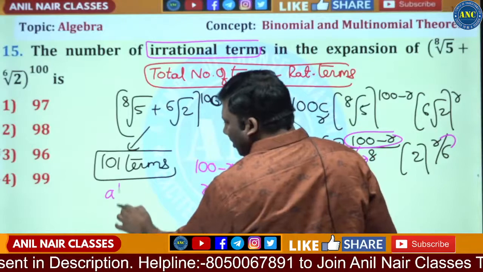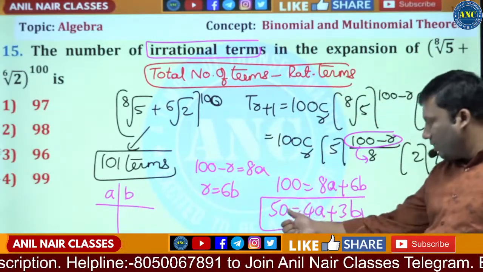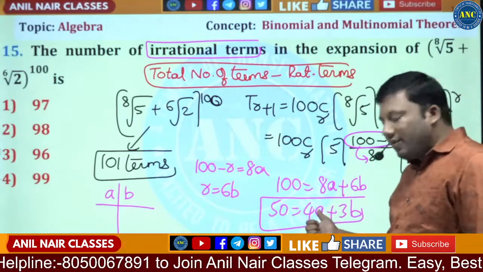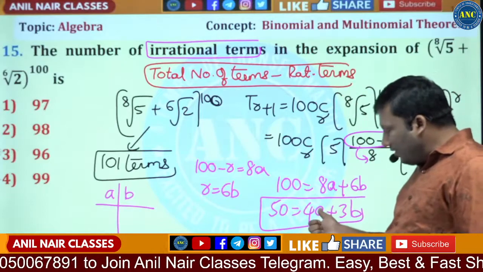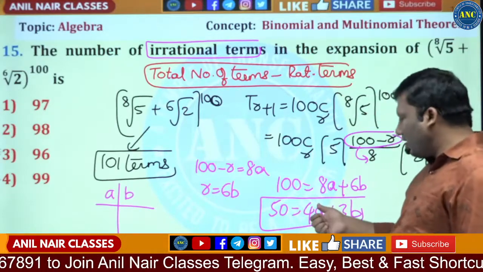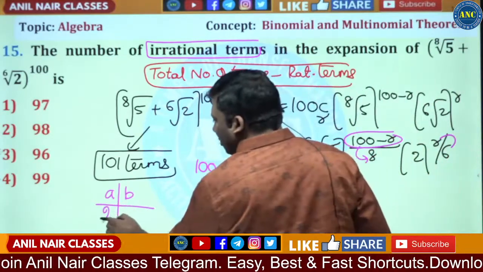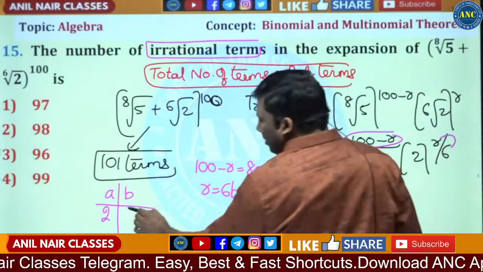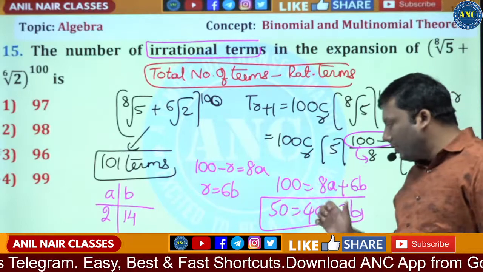Substitute the values; whatever values you get, they are the rational terms. 50 is equivalent to 4A plus 3B. If A is 0, 50 is not divisible by 3. A is 1, 46 is not divisible. A is 2: 50 minus 8 is 42, so B will be 14. 3 14s are 42, plus 8.